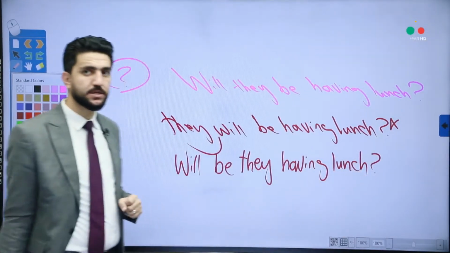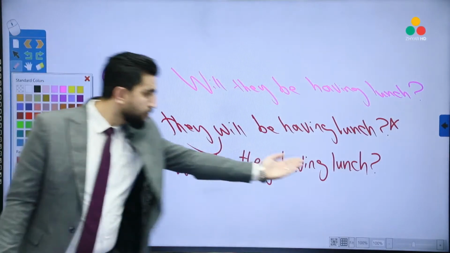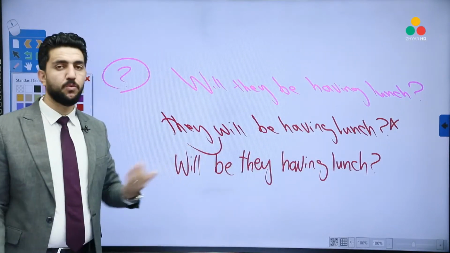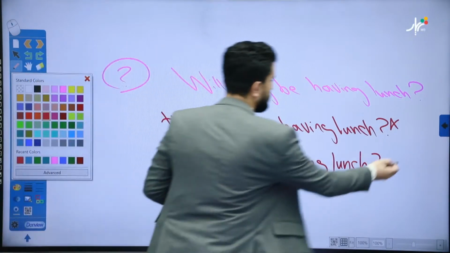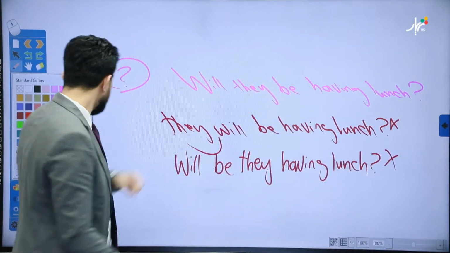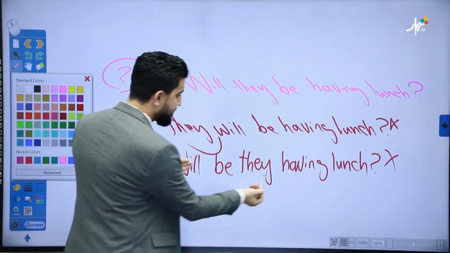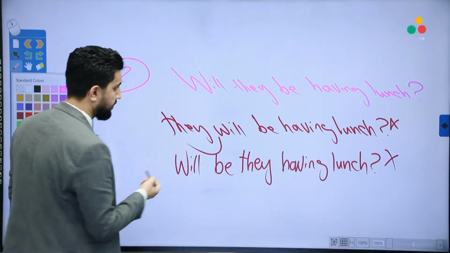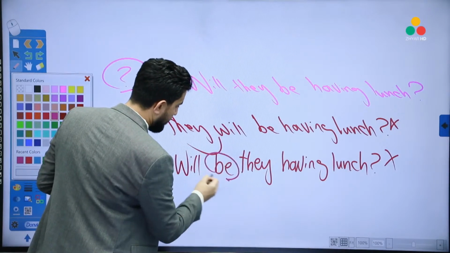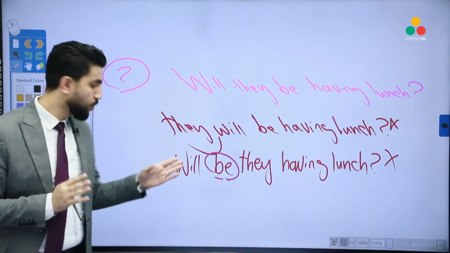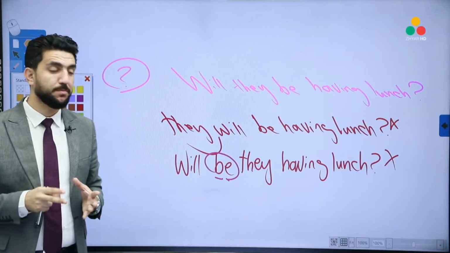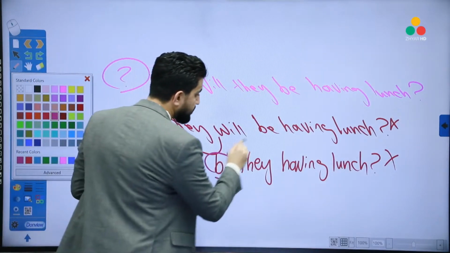Is this correct? Mr. Zhyar, we have a question mark, will is at the beginning. Why is it wrong? It's wrong. Why, Mr. Zhyar? Let me tell you why. Take a look. Will be they or will they be? Will they be, not be they, okay? Be never goes after will or in between them. Be goes after the subject.